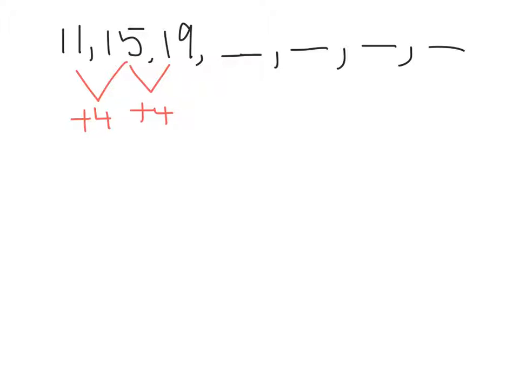So if I want to find the next 4 terms, I'm going to add 4 and get to 23, add 4 more and get to 27, add 4 more to get 31, and add 4 more to get 35. So those things in blue, 23, 27, 31, and 35, are my answers for question number 3.